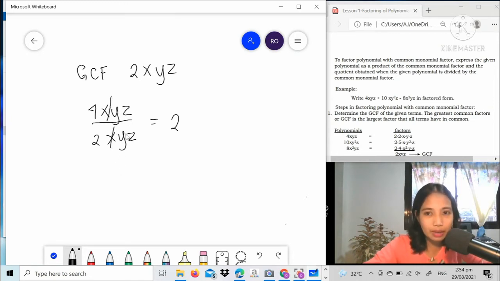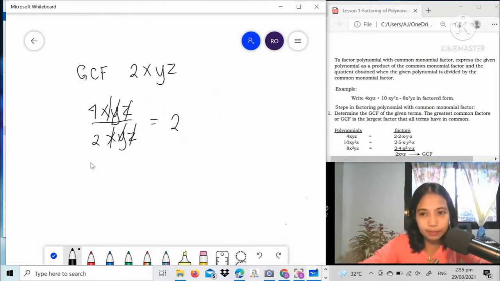Okay, so in terms of y naman, exponent nito ay 1. Yung nasa denominator, ang exponent din ay 1. So, 1 minus 1 is 0. So, therefore, wala na ring matitirang y. Okay, the exponent of y will become 0. So, there's no need to write it in the final answer. And then, in terms of z, ganun din. The exponent will become 0. So, therefore, wala nang matitirang z. So, in the first term, the answer is 2.